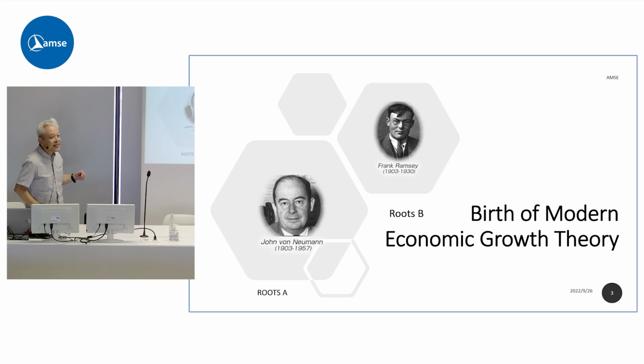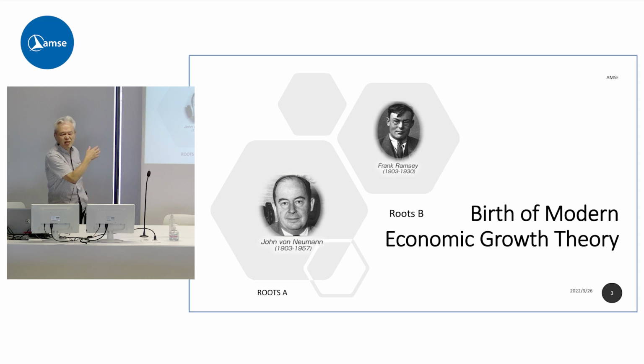One is John von Neumann. The other one is Frank Ramsey. Frank Ramsey is very famous because of growth theory. You maybe learn growth theory as just one part of macroeconomics, and you always hear about the Ramsey model. But his original model is actually very different from what you learned. That's actually the modified Ramsey model. You can maybe see soon.